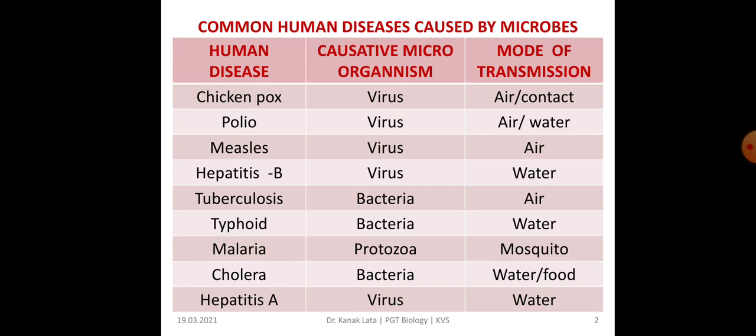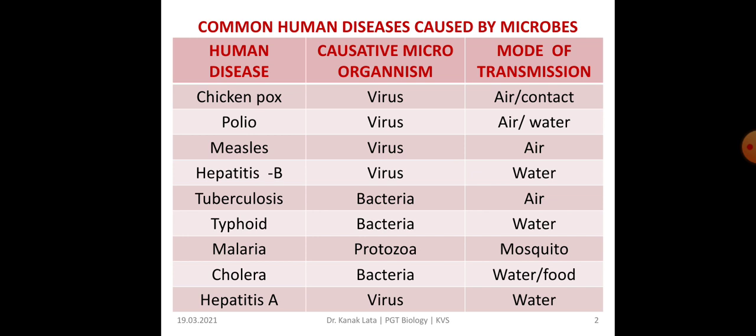First, it is about common human diseases caused by microbes. As we have discussed earlier in the previous video, different microorganisms are responsible for causing different diseases and their modes of transmission are also different. So here we are going to discuss. First disease is chickenpox, which is caused by virus and the mode of transmission is through air or from physical contact with the infected person.